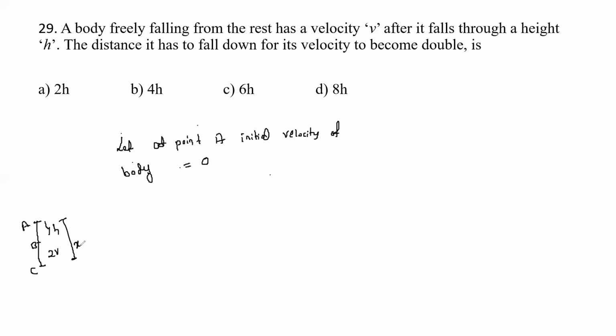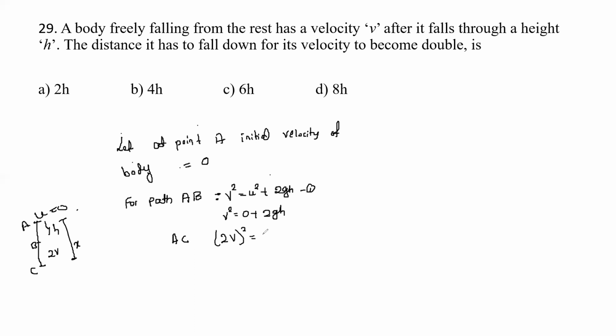And this total distance, I'll take it as x. And the initial velocity is given as 0. So at point A, the velocity is 0 for path AB. For path AB, the equation is written as v square is equal to u square plus 2gh. This is equation 1. Here initial velocity is 0. Therefore, our equation becomes v square is equal to 0 plus 2gh. For AC, the velocity becomes double, means it is 2v whole square is equal to 0 plus 2g into x. Now 2v square is 4v square, equal to 2g into x. I'll name it as equation 2.